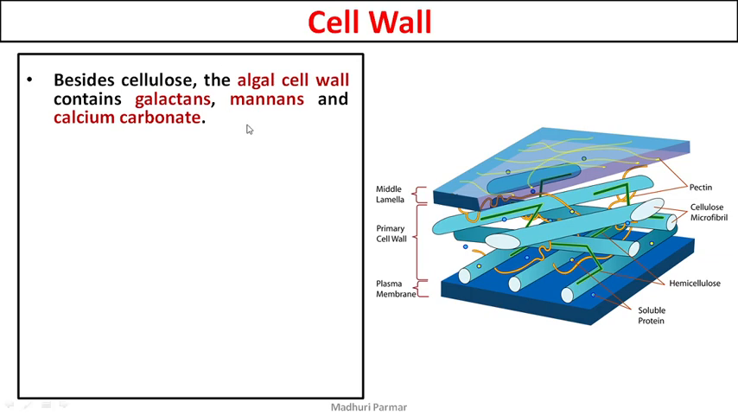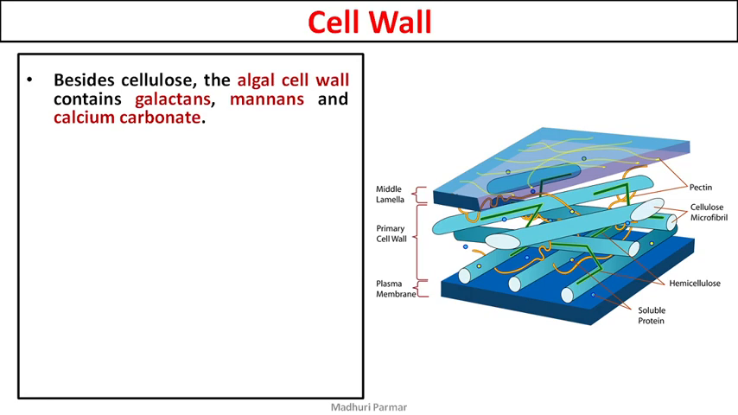Besides cellulose, the algal cell wall. Now there is some difference between the plant cell wall and the algal cell wall. Okay, so this is an important point. Remember it. Algal cell wall has galactans. Galactans are polysaccharide made up of galactose. Mannans. Mannans are polysaccharide made up of mannose.